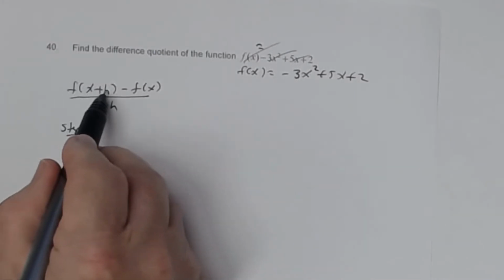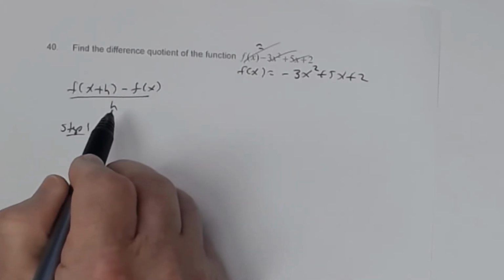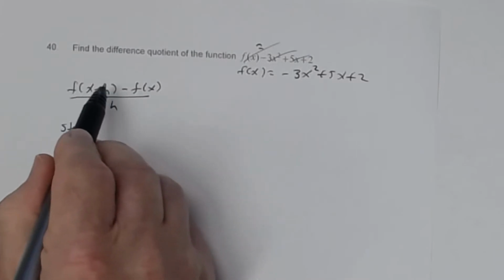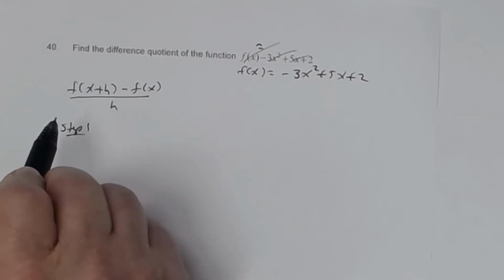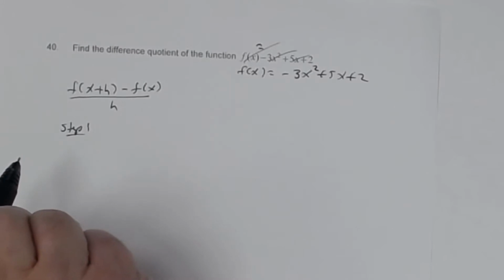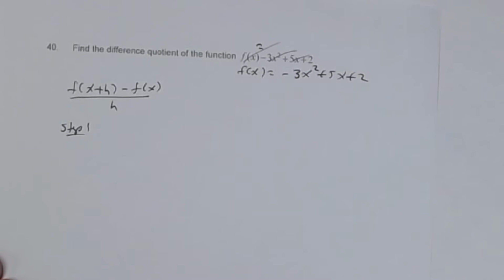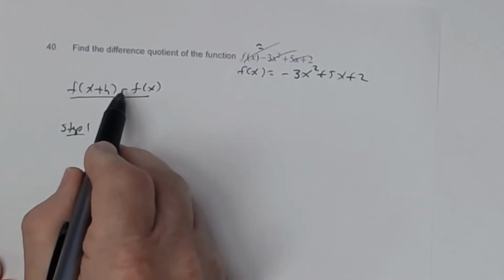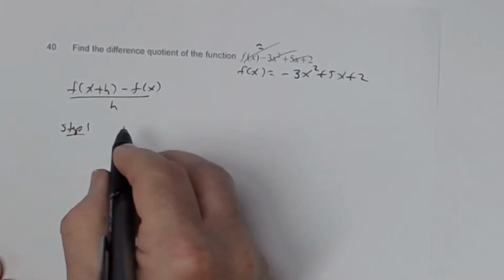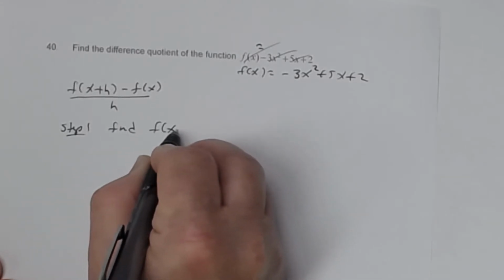Step one is to find this part of the numerator. So my difference quotient is all this part that's in the numerator divided by h. So in the numerator you have f of x plus h, then you have f of x, and then you're subtracting those two. And then at the end you're going to be dividing that by h. Okay, so step one is to find this first part. So you're going to say step one, find f of x plus h.